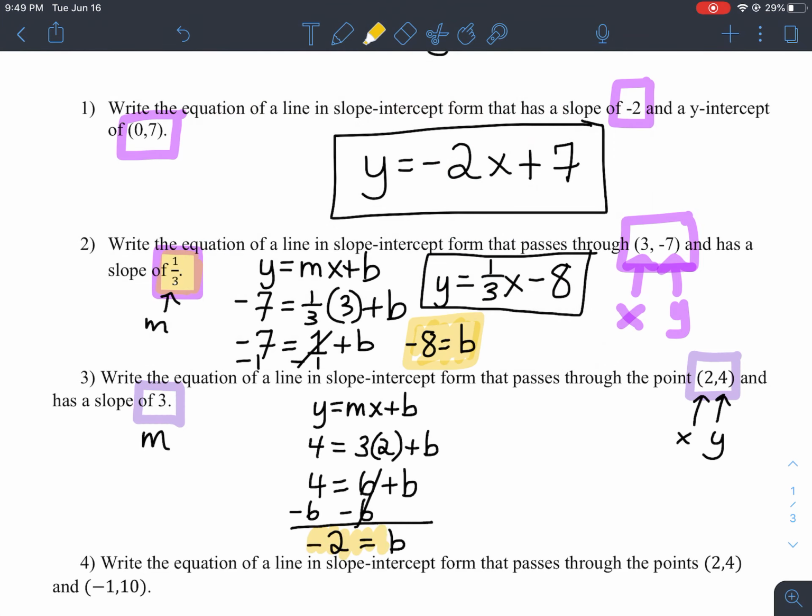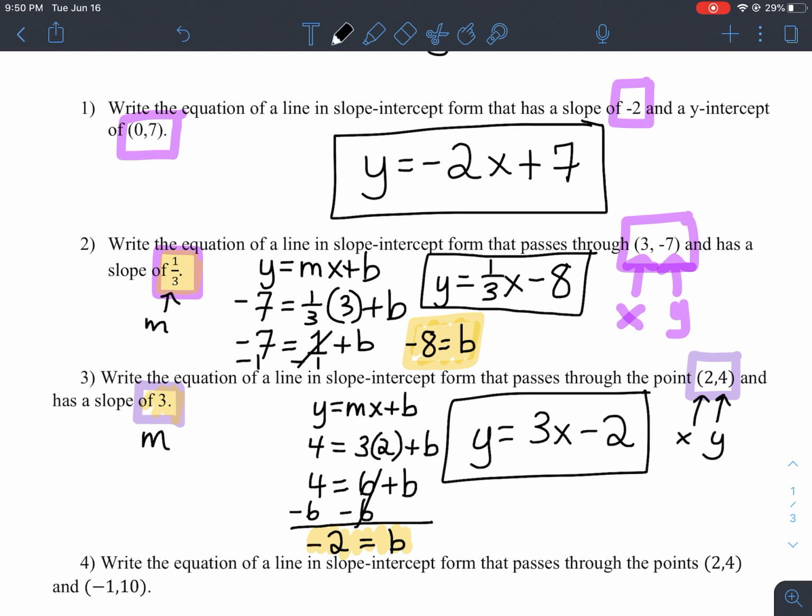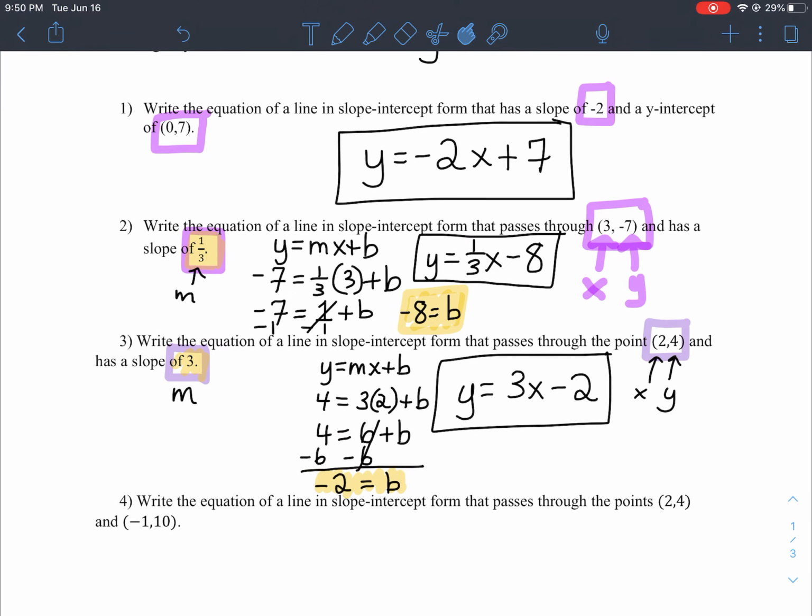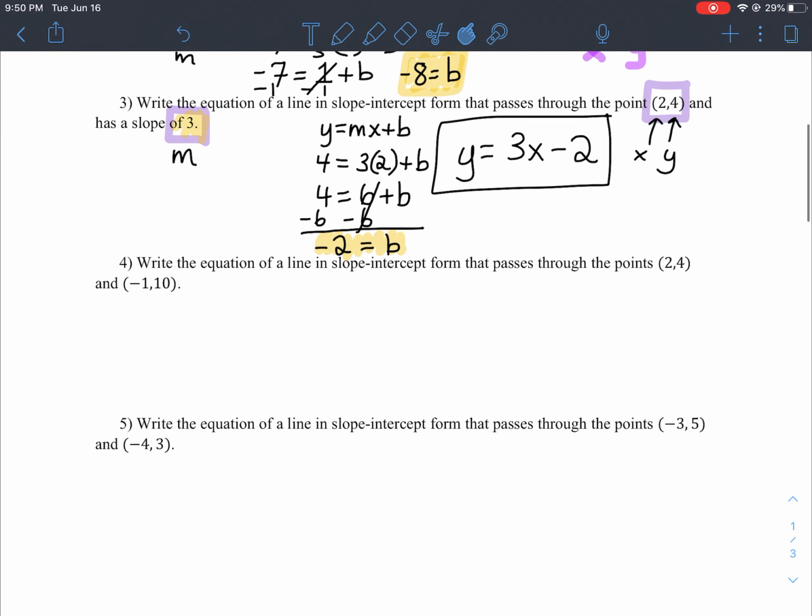And there's our equation right there. We have b, we have m. So y equals m, which is 3, x plus b, well, our b is negative, so it's minus 2. Make sure you don't put plus negative. Plus negative is the same thing as minus, so just put the subtraction sign. Okay, there's our equation of our line.